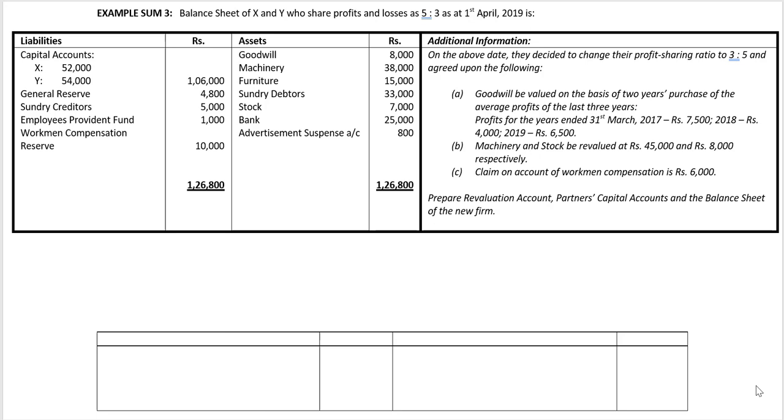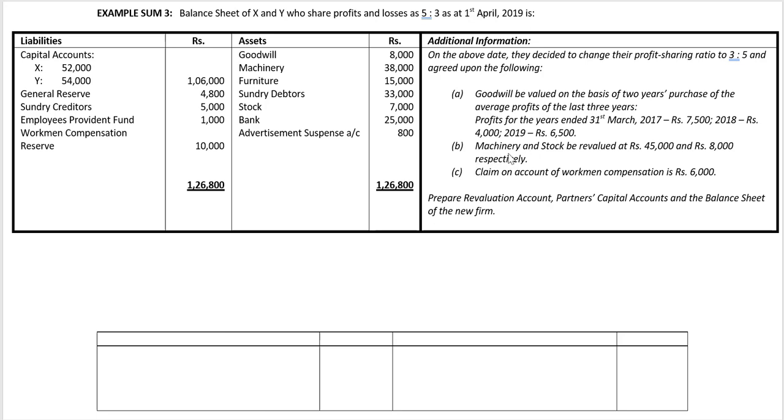On the above date, they decided to change their profit sharing ratio to 3:5 and agreed upon the following. Goodwill is to be valued on the basis of 2 years' purchase of the average profits of the last 3 years. We are given the profits for the last 3 years ended 31st March 2017, 2018 and 2019.